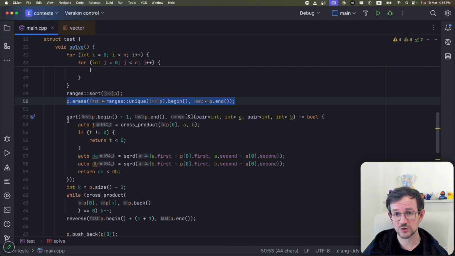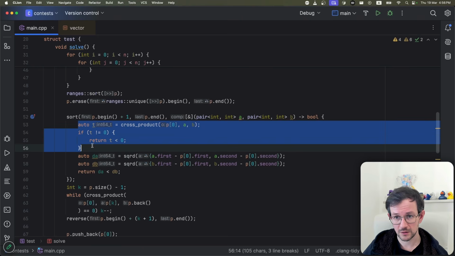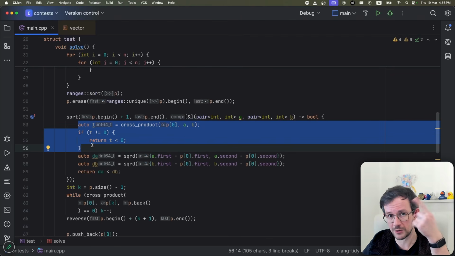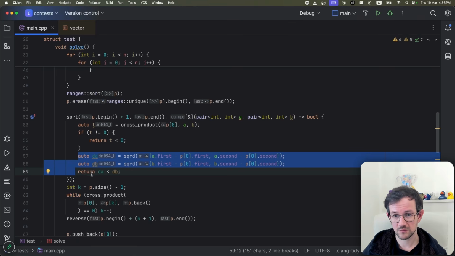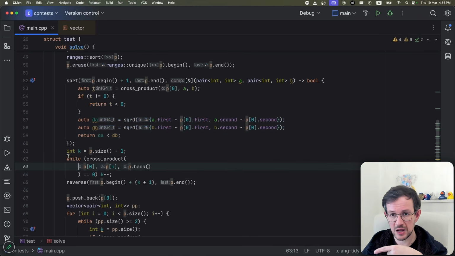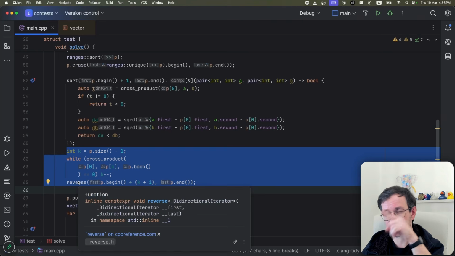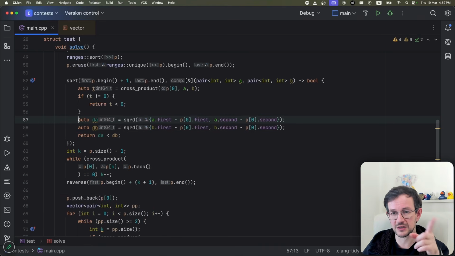Now, I sort everything by the angle here. Looking at the cross product, I know how they correspond, yes? And if they have the same angle, by the distance. Then I take the last section and reverse it because I want this last section in decreasing order of distance. So everything else is increasing by distance and the last section is decreasing by distance.